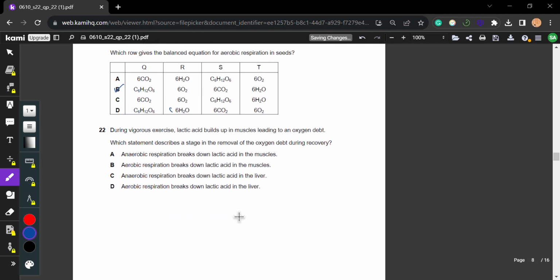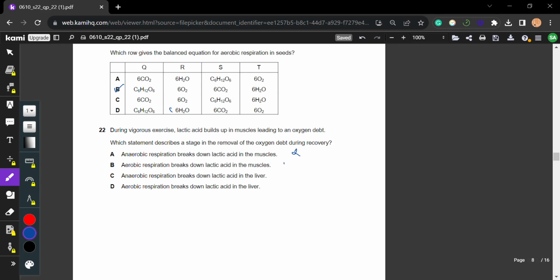Question number 22. During vigorous exercise, lactic acid builds up in muscles and leads to an oxygen debt. Okay. Which statement describes a stage in the removal of oxygen debt during recovery? Anaerobic respiration breaks down lactic acid in the muscles. No, that's incorrect because we already have a debt, right? If we use anaerobic respiration again, we're going to fall more into debt. You can think of it as a bank. So it's not A.